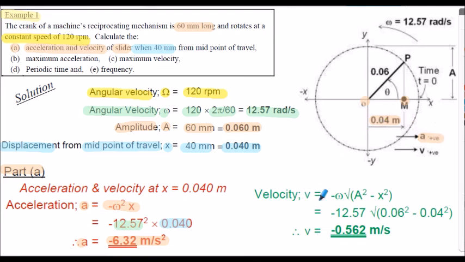And we also need to calculate the linear velocity of point M, v here. And that's negative omega multiplied by the square root of a squared minus x squared. Again, we have omega, we have our amplitude, 0.06 meters, and we have displacement x, 0.04 meters. So we can work out the velocity is negative 0.562 meters per second. And again, negative because that's opposing our positive direction on our graphical illustration.